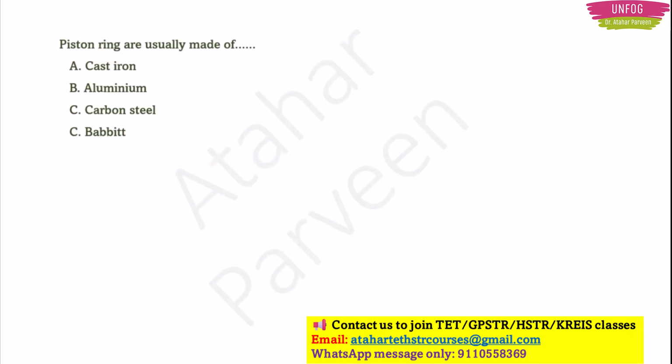Okay, next question. Piston rings are usually made of. Means they are asking you the material with which the piston ring is made. You should just know it. Just GK, you think. It is made of cast iron. Okay.